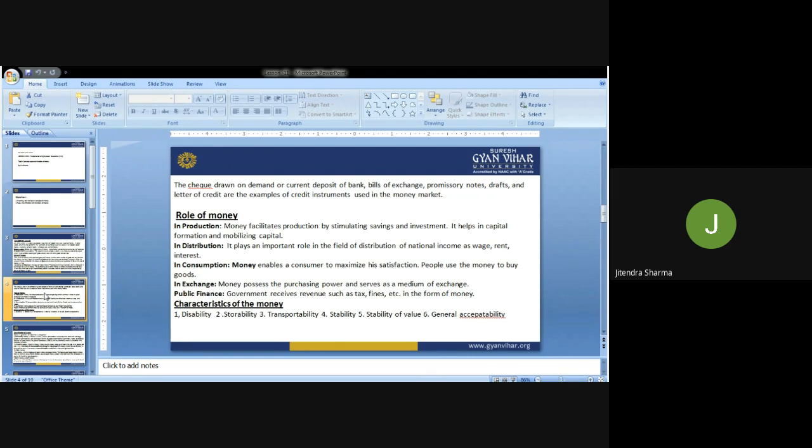Then the transportability. You can easily transport money, either as bank money or in cash. Or nowadays we have online transactions, so it's very easy to transfer money in exchange for that service or product which you are obtaining.